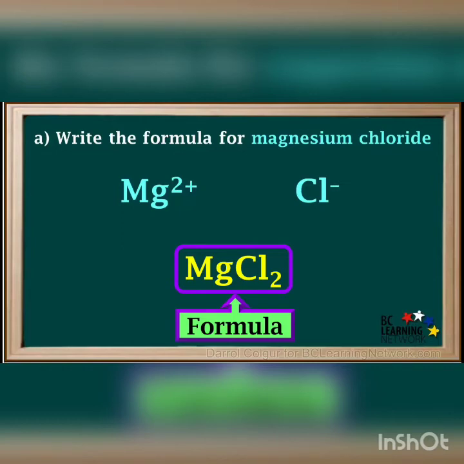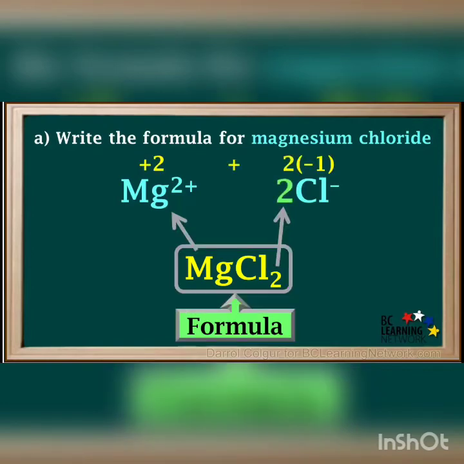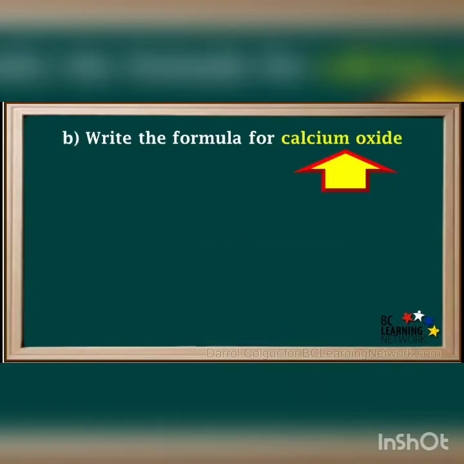We'll check the charges to verify that this formula is correct. We have one Mg2+ ion and two Cl- ions. So the total charge is positive 2 plus 2 times negative 1, or positive 2 plus negative 2, which is equal to 0. So the formula MgCl2 is correct.